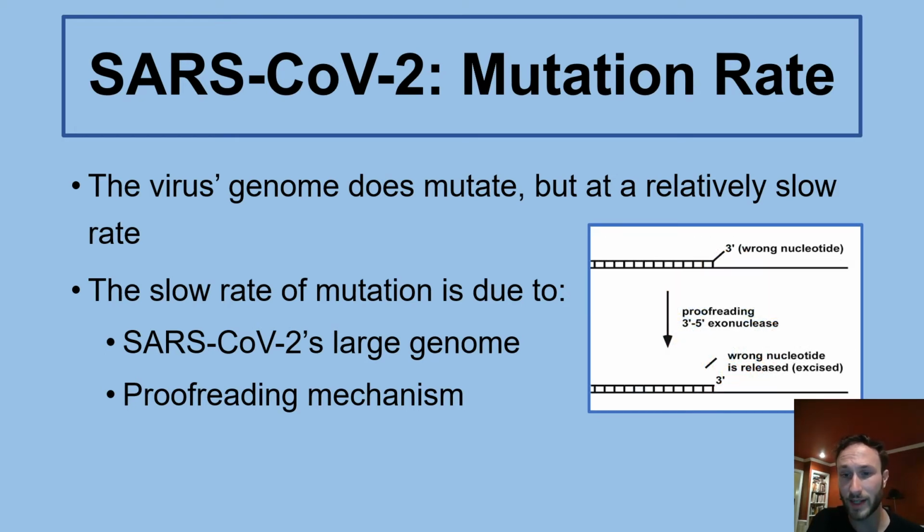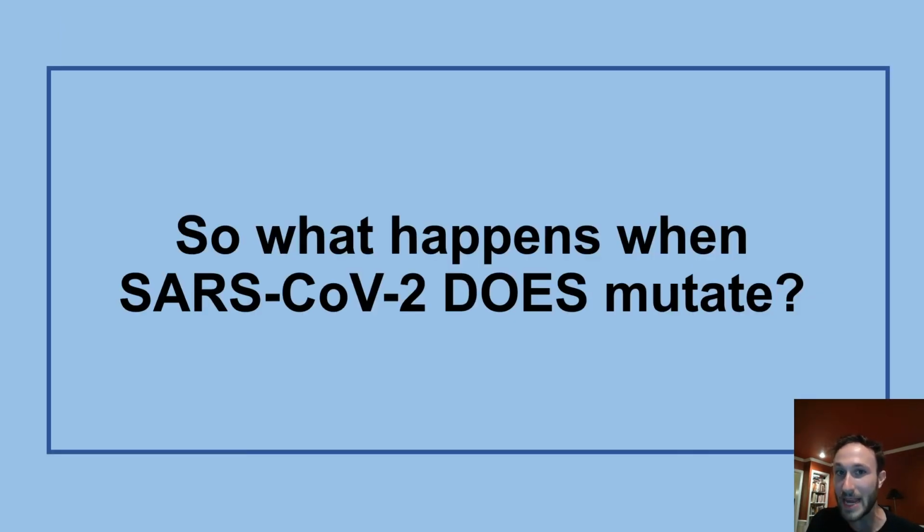Now, the second reason that it mutates slowly is because the novel coronavirus contains a special molecule that proofreads its genome as it's passed from one generation to the next. So each time the virus replicates and gives rise to its offspring viruses, a piece of viral machinery called a 3' to 5' exonuclease makes sure that there are as few errors as possible as it passes this genetic material on. But the thing is that this molecule is not perfect at proofreading.